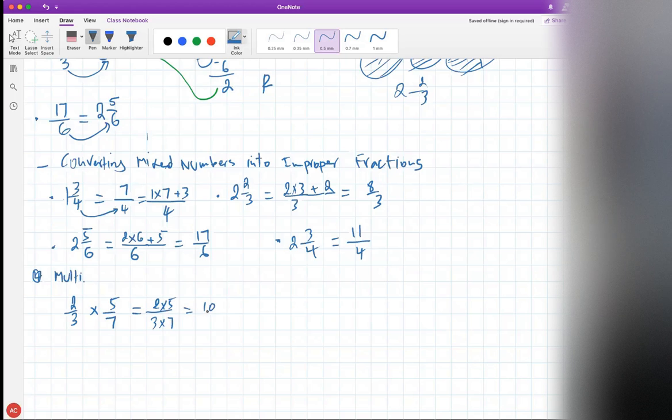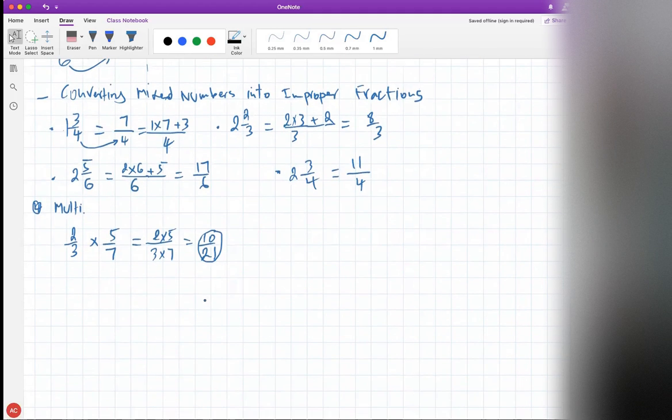And of course, this is 10 over 21. And that's basically it. So 2 times 5, that's 10. 3 times 7, 21. That's the answer here. Reduce it if possible. We're going to see how to reduce in a moment. So that's basically the answer here, 10 over 21.